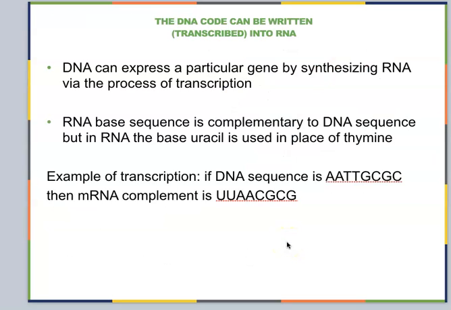Now, we're finishing up this part, right? And DNA can express a particular gene by synthesizing unique RNA to undergo transcription, like I said, to complete transcription. That RNA base sequence, of course, would be slightly different. If DNA is AATTGCGC, the RNA complement to that, you'll see how and why this happens, is CGCG.